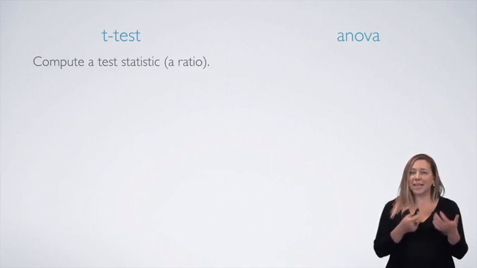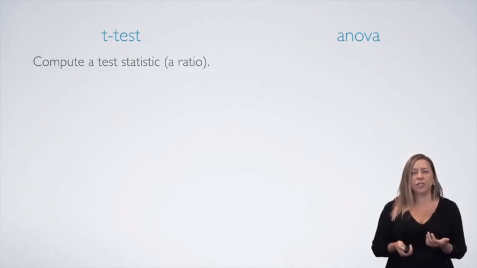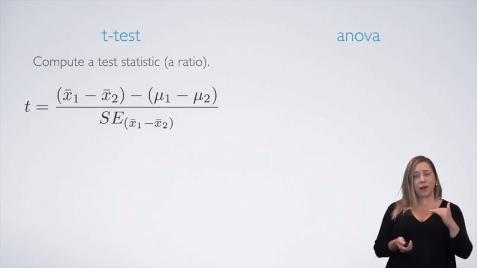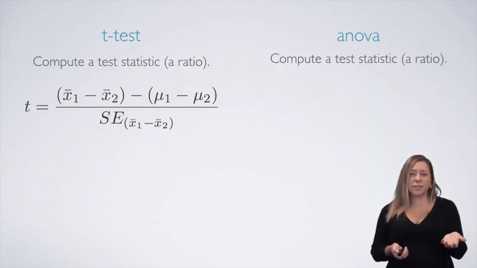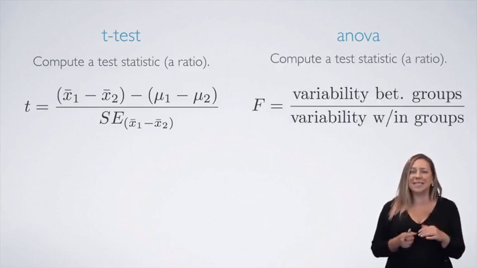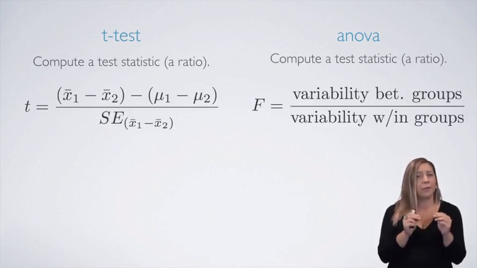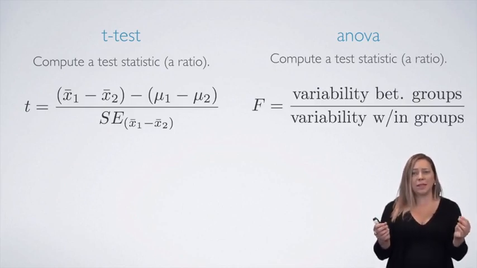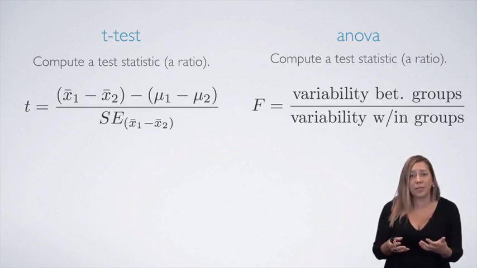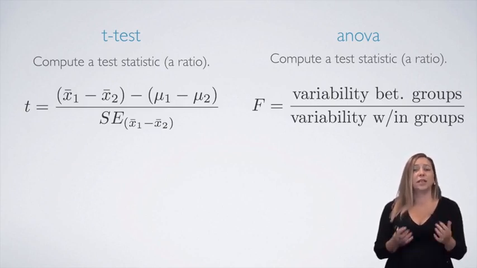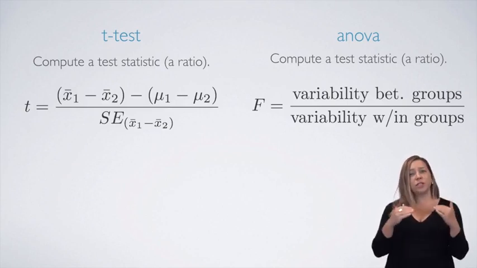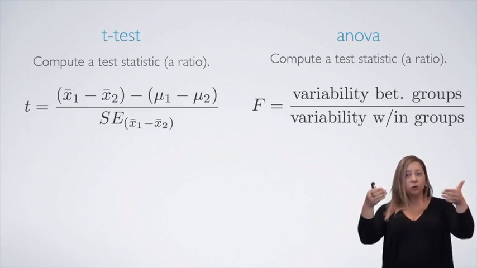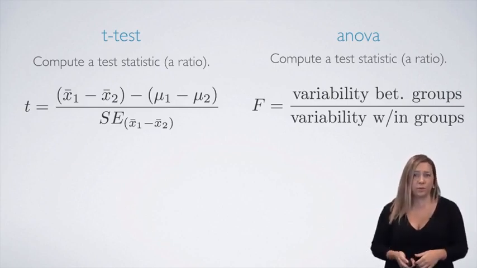In a t-test, the test statistic is calculated as a ratio of the effect size to the standard error. And in ANOVA, the test statistic is also a ratio, but since there isn't a single population parameter or point estimate that we can identify, because remember we're comparing many means, the test statistic is calculated a little differently, as the ratio of the variability between groups over the variability within groups.